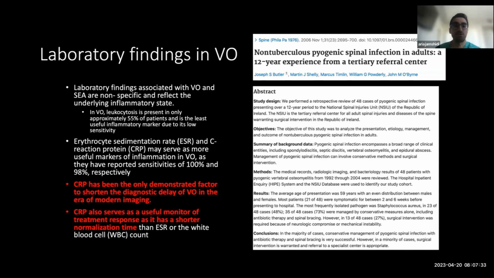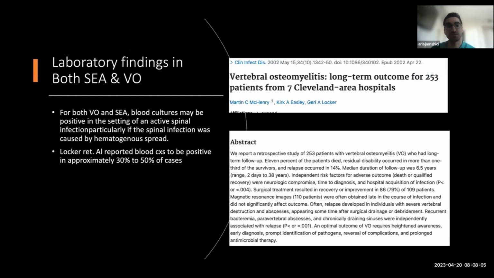CRP, interestingly, has been the only demonstrated factor to shorten the diagnostic delay of vertebral osteomyelitis in the era of modern imaging, which I found interesting and which I did not know. And CRP also serves as a more useful monitor of treatment response, as it has a shorter normalization time than ESR. So if we ever see these patients back in the ER, and the ER is calling, hey, they're back with back pain, in addition to getting imaging studies, I think it's also useful to get these laboratory markers to evaluate their progression of disease or whether or not they're clinically improving.